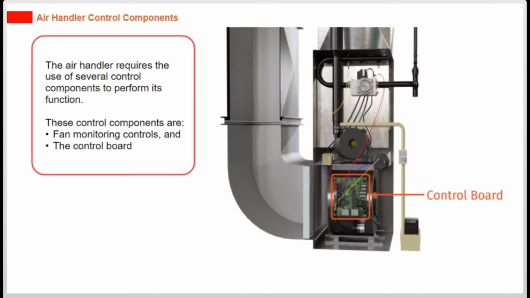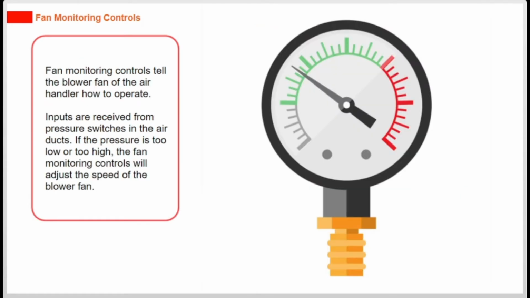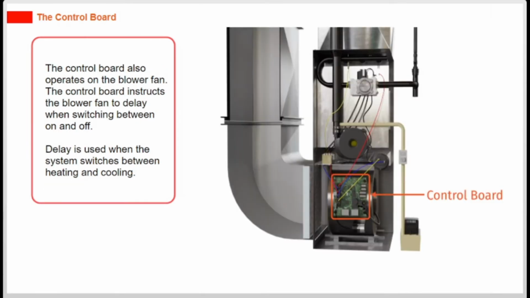The air handler requires the use of several control components to perform its function. These control components are fan monitoring controls, and the control board. Fan monitoring controls tell the blower fan of the air handler how to operate. Inputs are received from pressure switches in the air ducts. If the pressure is too low or too high, the fan monitoring controls will adjust the speed of the blower fan. The control board also operates on the blower fan.